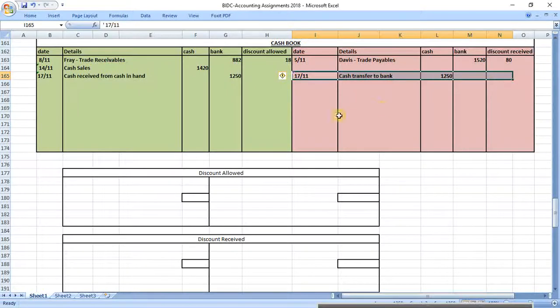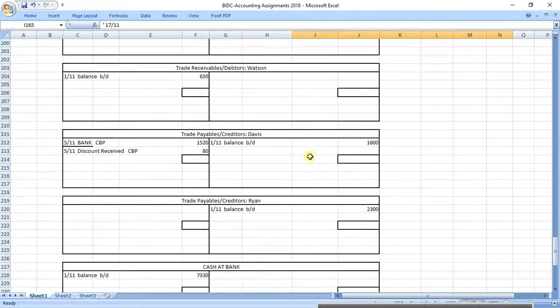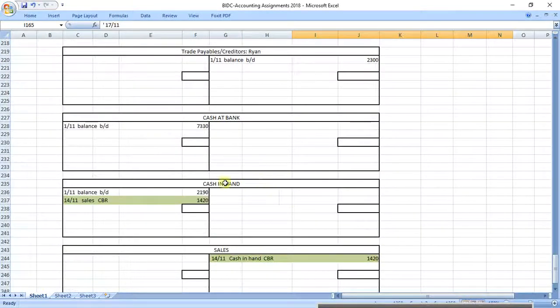Okay, great. Now we need to record this in the T account. Let's show that. Cash in hand: we took money out of the cash in hand, 1250, and that would have gone to cash at bank. So the 17th, right? 17/11. Cash at bank. This would have been a cash book payment, because it's decreasing your cash in hand. And then here you would have had a receipt, on the 17th of the 11th.